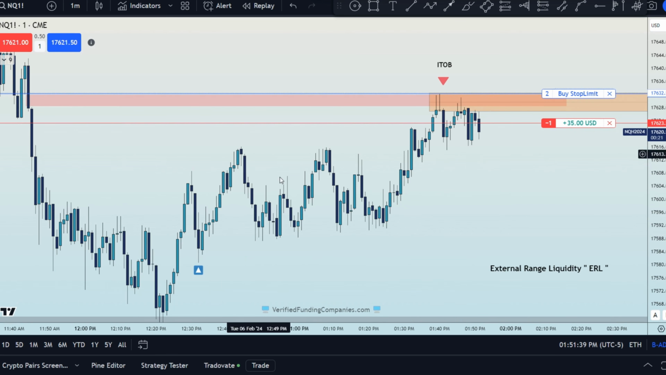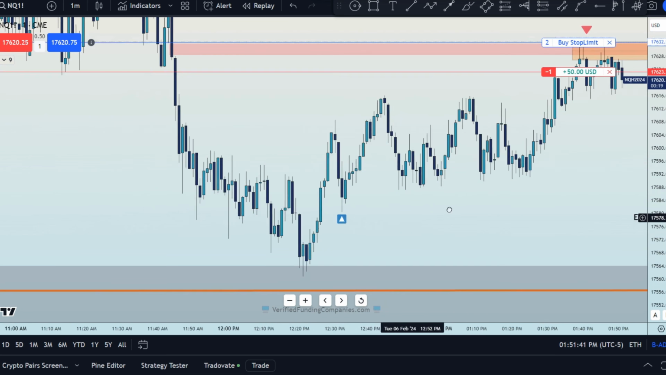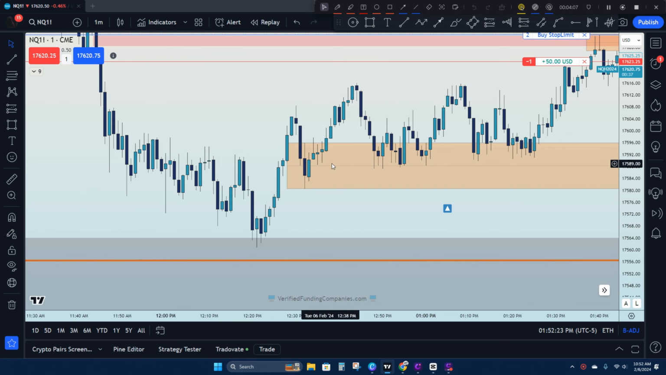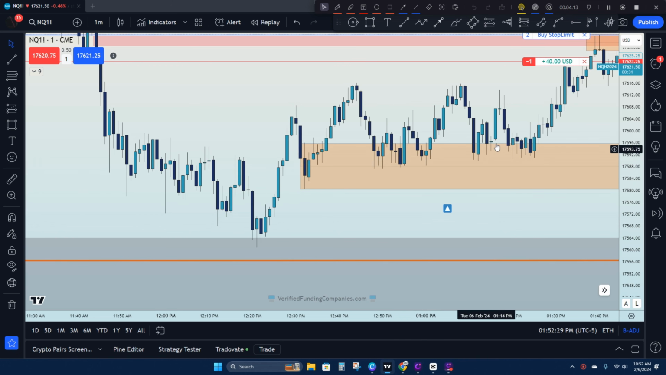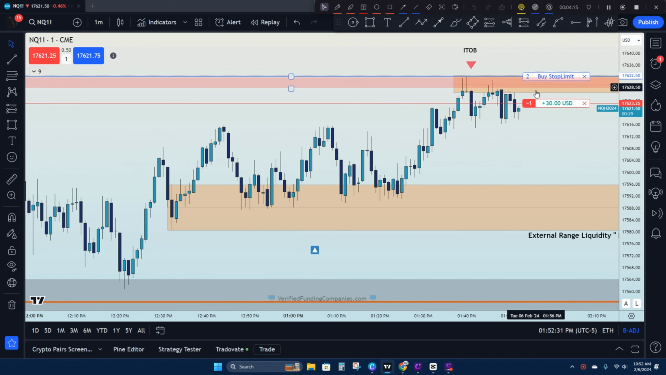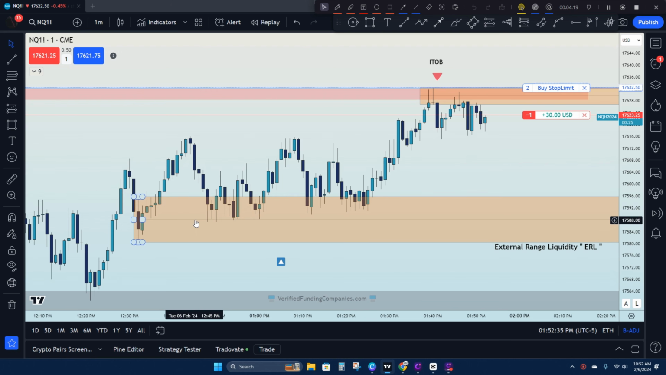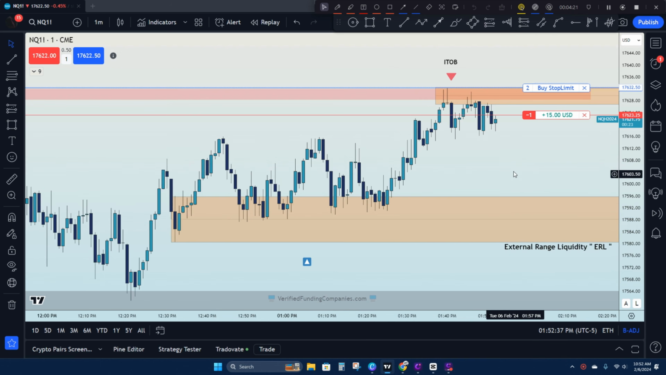Okay. So let's find another example of an intermediate term order block. Price came down. That's your intermediate term order block right there. And then price dipped right down to it, offered support, and then moved up. That is a beautiful example of an intermediate term order block there.